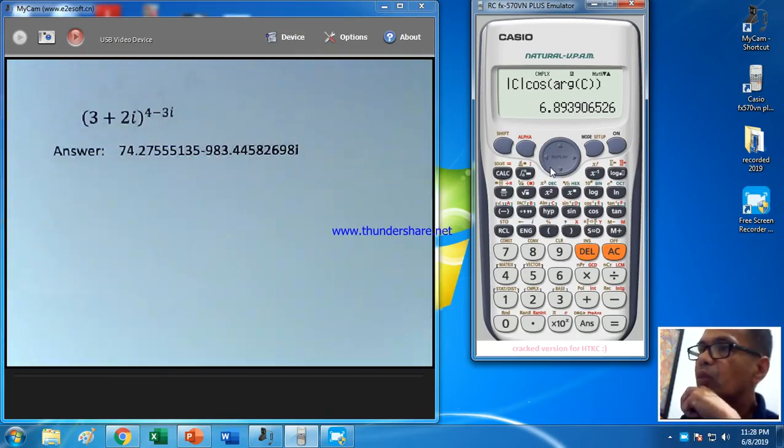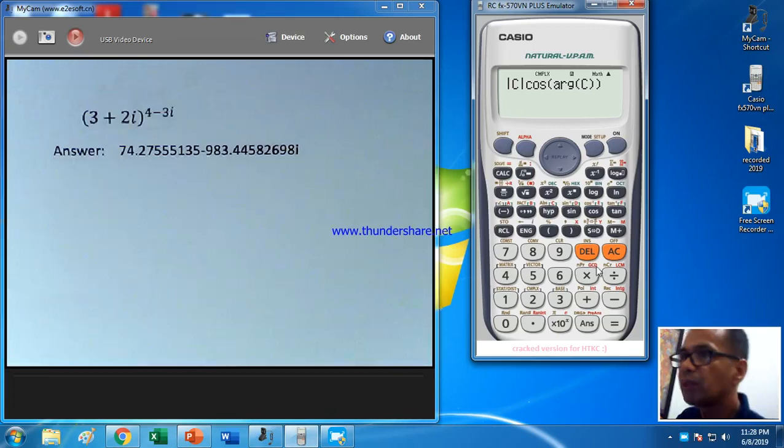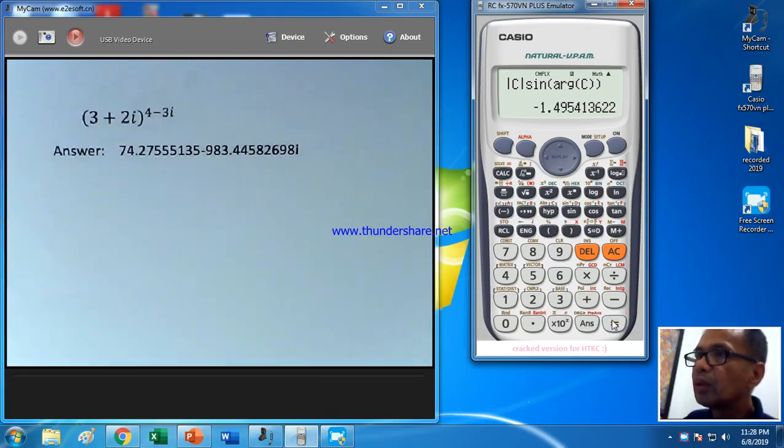And then I want to extract the coefficient of the imaginary component. Just write sine of argument shift 1 argument of C there. So I have extracted the imaginary component, store it to Y, and I'm now prepared to compute this.